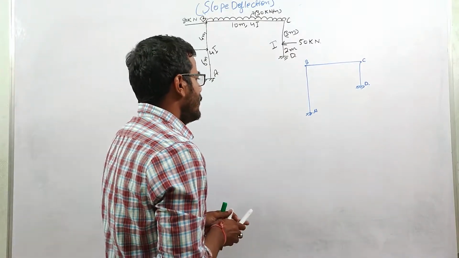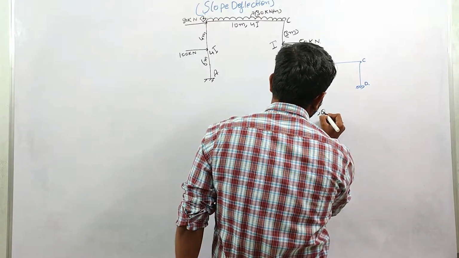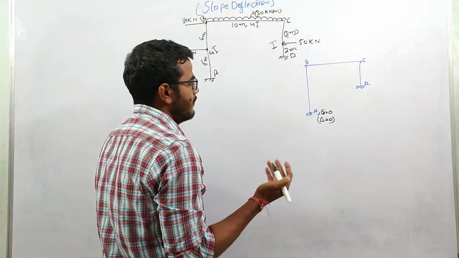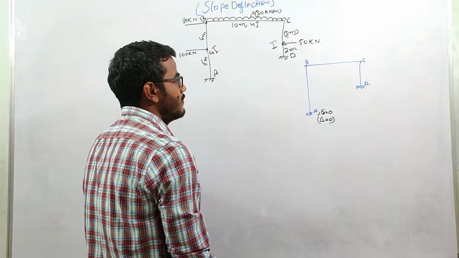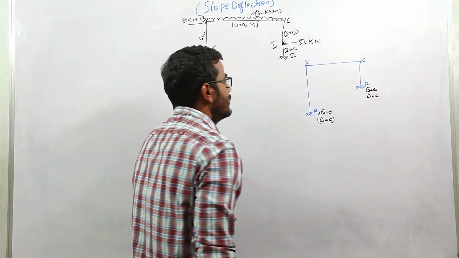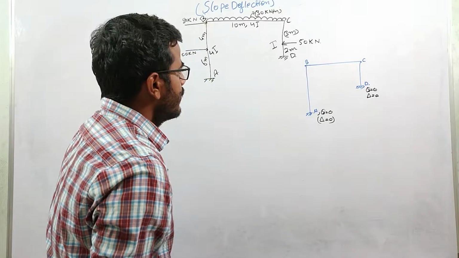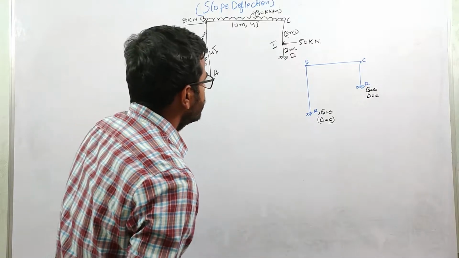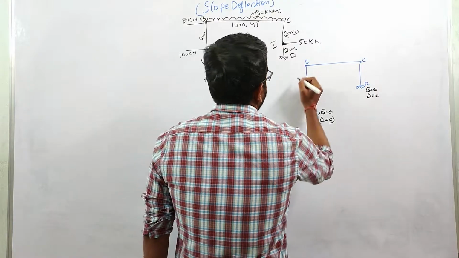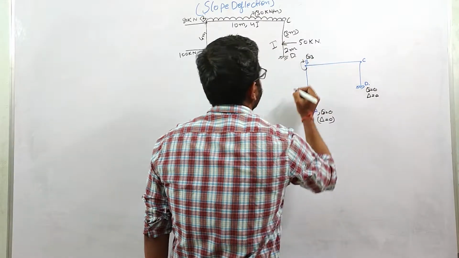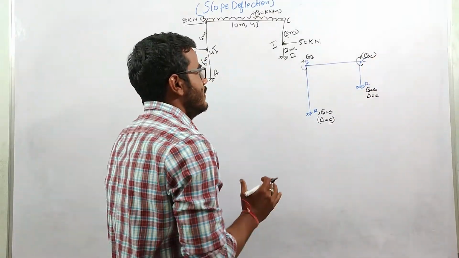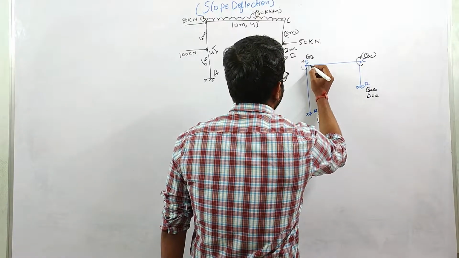At A, theta is 0 and the deflection delta is 0. Delta deflection can be horizontal or vertical. This is a fixed support, so there will be no displacement. Theta will be 0 and delta will be 0. Now let us come to B. At this point B, it will have some rotation, theta B, and at C also there will be some rotation, theta C. These are rigid joints, so the rotation at the joint is the same for both members.